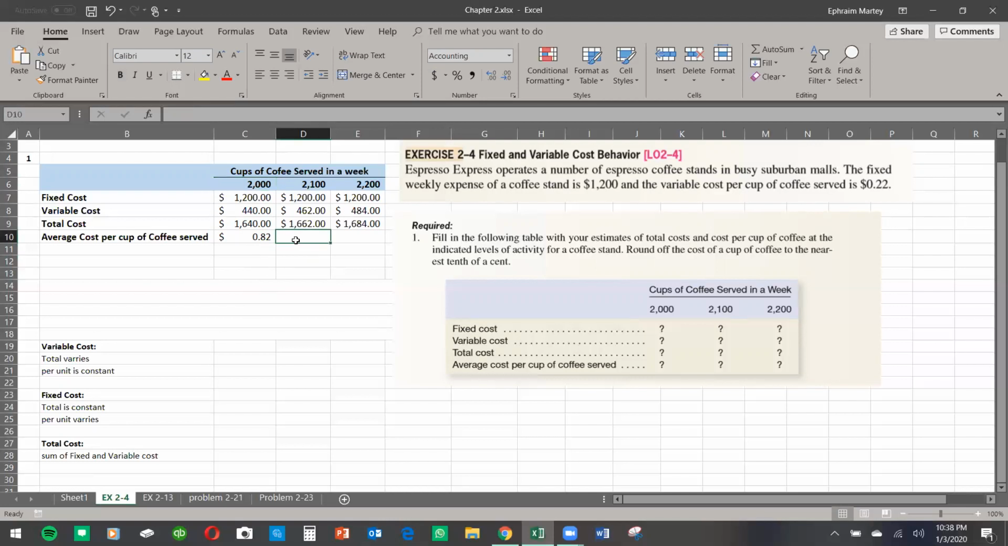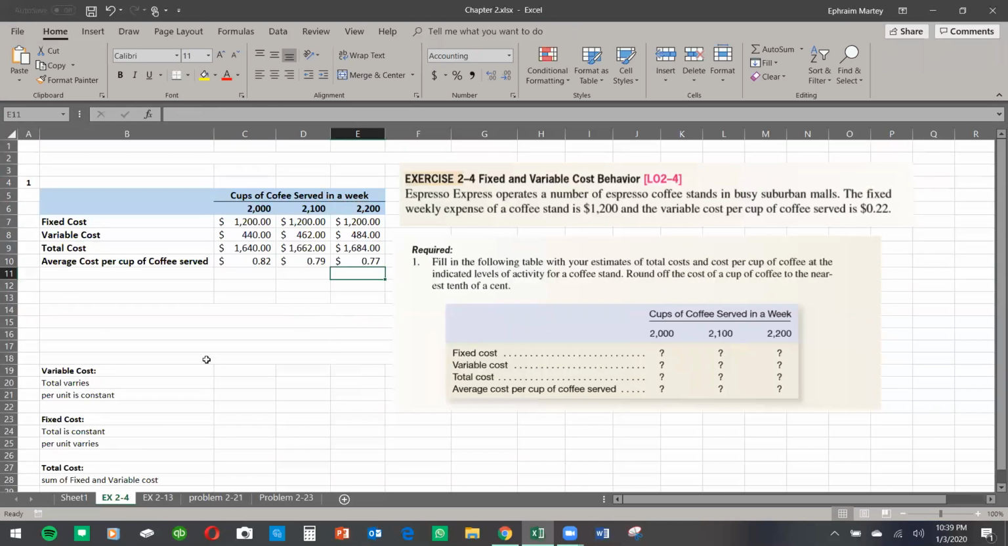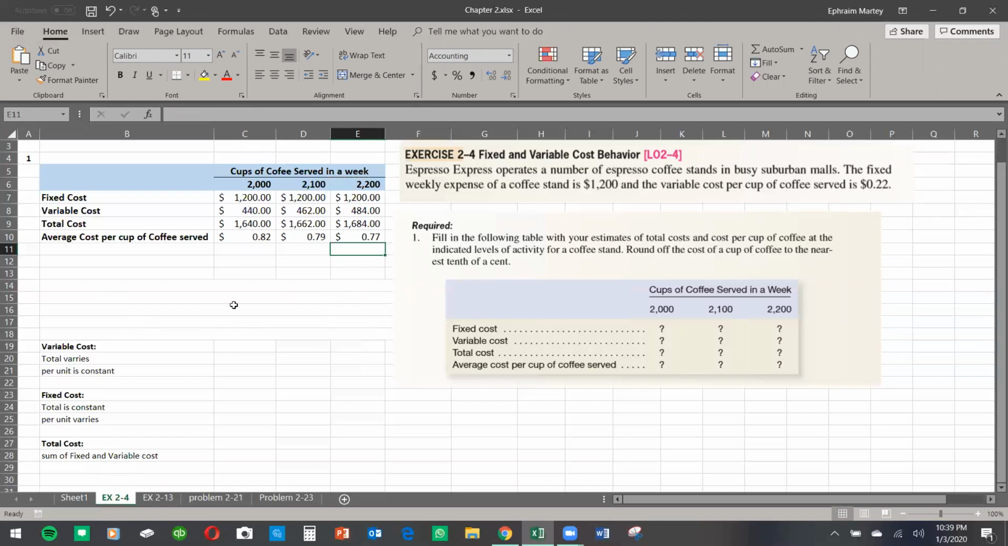In the next week, we'll do the same thing. We'll take the total cost and divide it by the number of cups served. On the third week, we'll take the total cost and divide it by the number of cups served. Isn't that easy? That is easy and awesome. So just remember always that with variable cost, the total cost varies. Let me just write it here so you see. It changes.